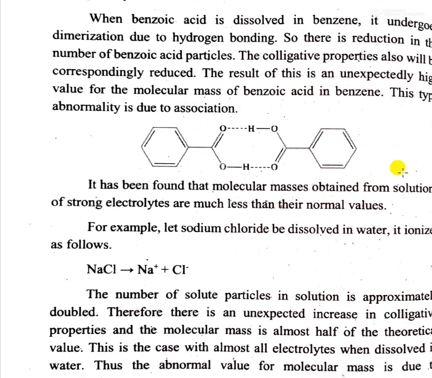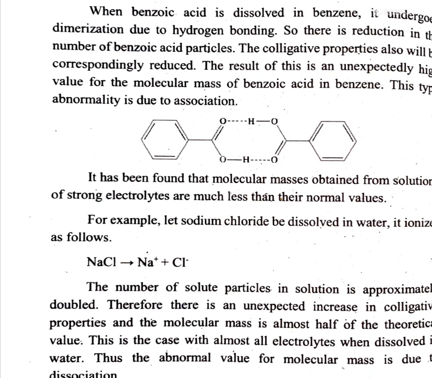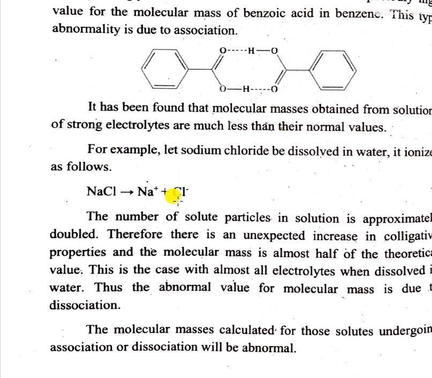So let us see another example. In the case of some strong electrolytes like NaCl, when it is dissolved in water, it ionizes, forming Na+ and Cl-. So if the number of moles of solute was actually 1, that is NaCl is contributing 1, but when it entered into the solution, the number of moles increased. So the number of solute particles in solution is approximately doubled here. Such changes will also affect the colligative properties. Therefore, there is an unexpected increase in colligative property here. So the molecular mass is almost half of the theoretical value.